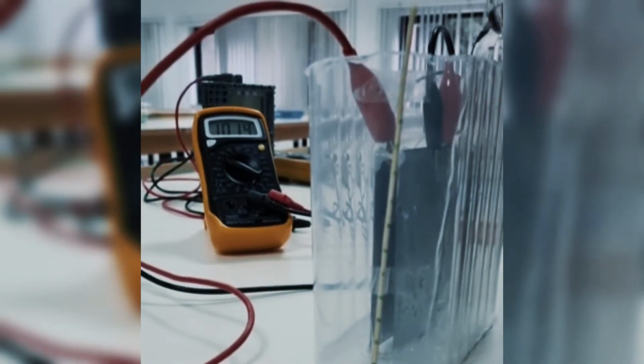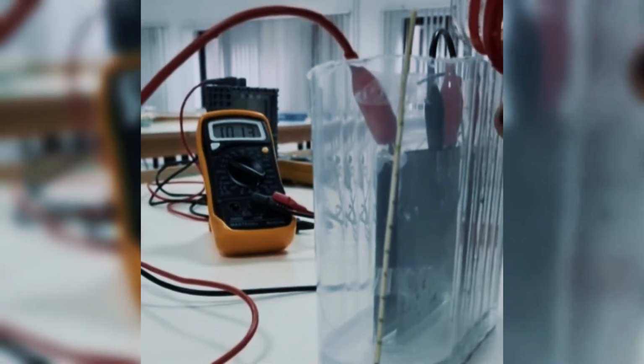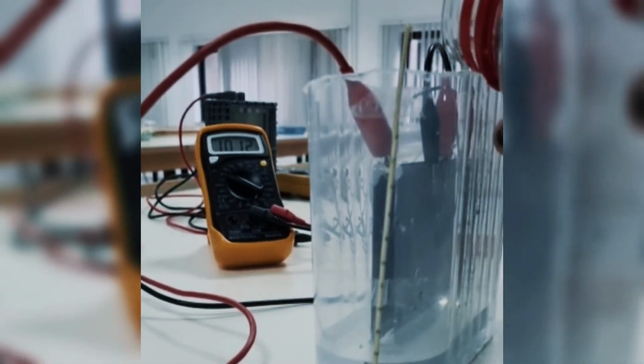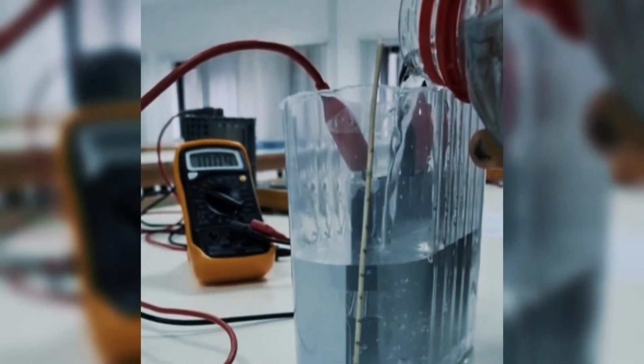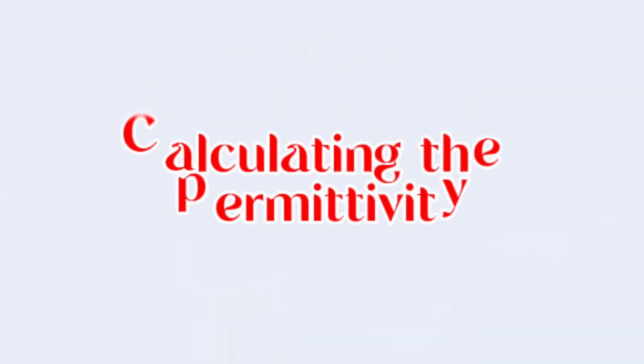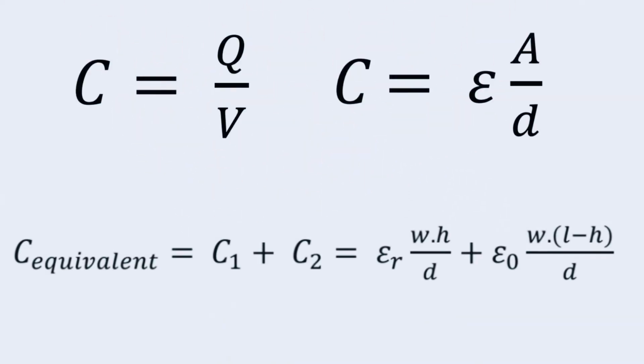Start to fill the container with distilled water until it reaches the top of the plates. Record your data each time with steps of 1 cm of increased water level and complete the rest of the table. And lastly, for the calculation part, calculate the permittivity of distilled water using these equations.